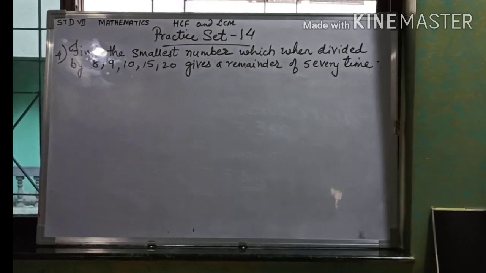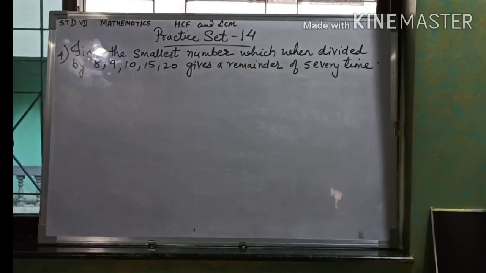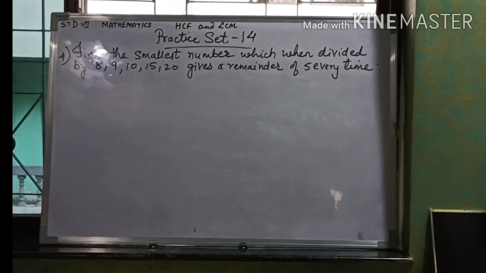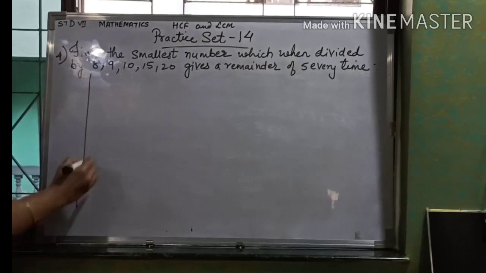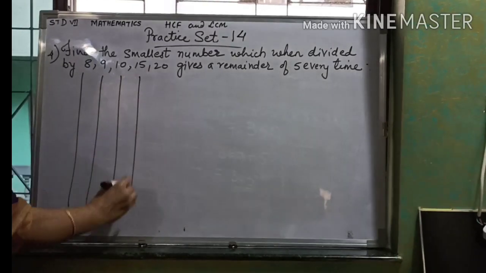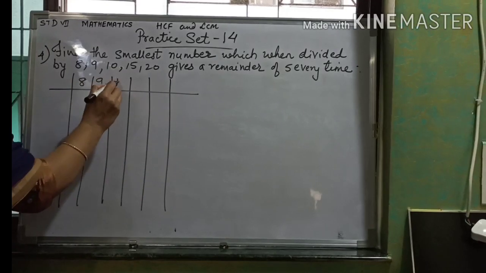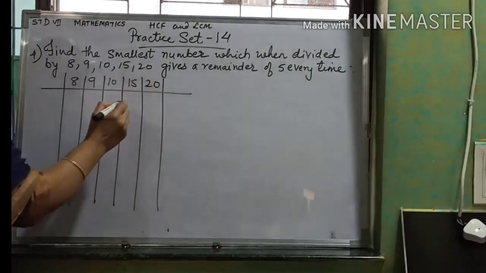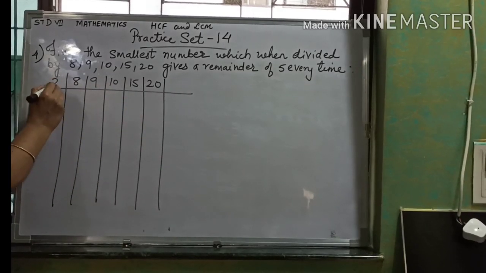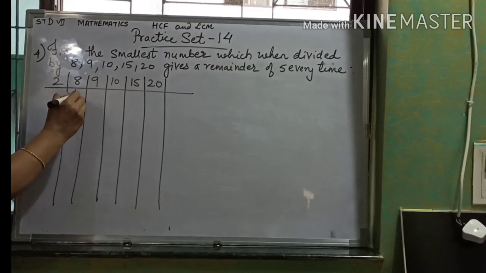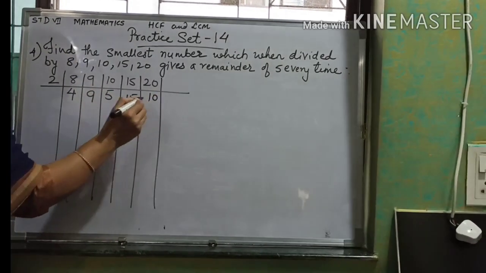Now fourth sum, find the smallest number which when divided by 8, 9, 10, 15, 20 gives a remainder of 5 every time. Here smallest number means we have to find out LCM. So let us find out the LCM in vertical arrangement. 8, 9, 10, 15, 20. So at least it should be divisible by 2 in 2 columns. So first we will try by 2. 2 4s are 8, 9 we will write as it is. 5s are 15 and 2 10s are 20.